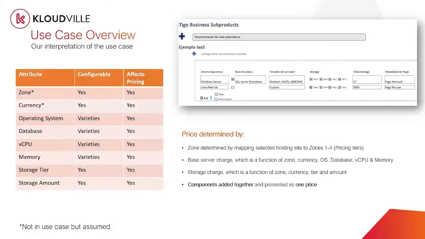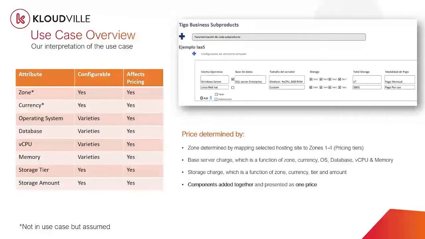Based on this screenshot, we've determined that the pricing, while the configuration of the service is going to vary by the operating system selected, either Windows or Red Hat Linux, by the database that's selected, with SQL Server being one of the options, by the CPU and the memory associated with that server, and then with the storage. So the tier of storage or the type of storage, and the amount of storage.